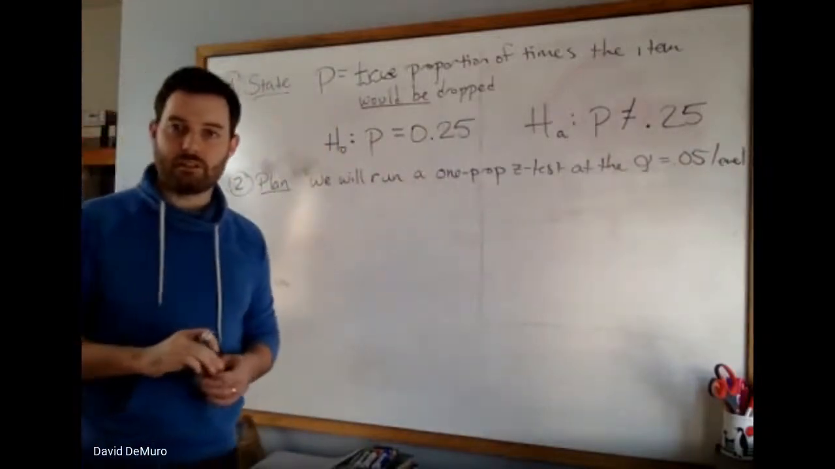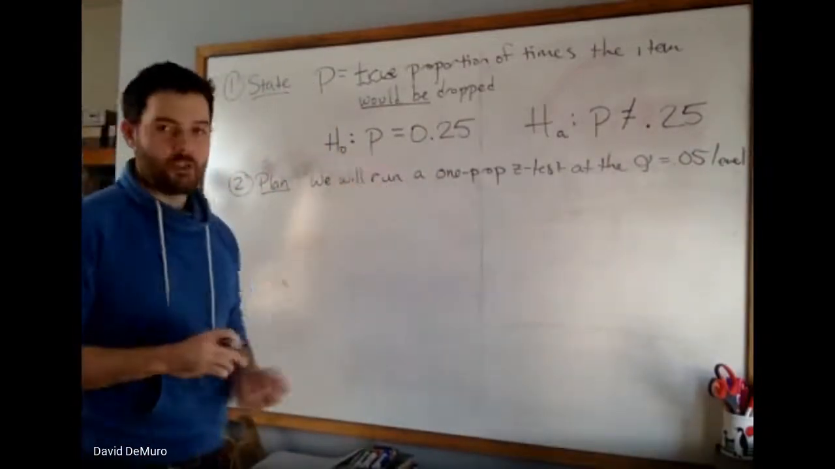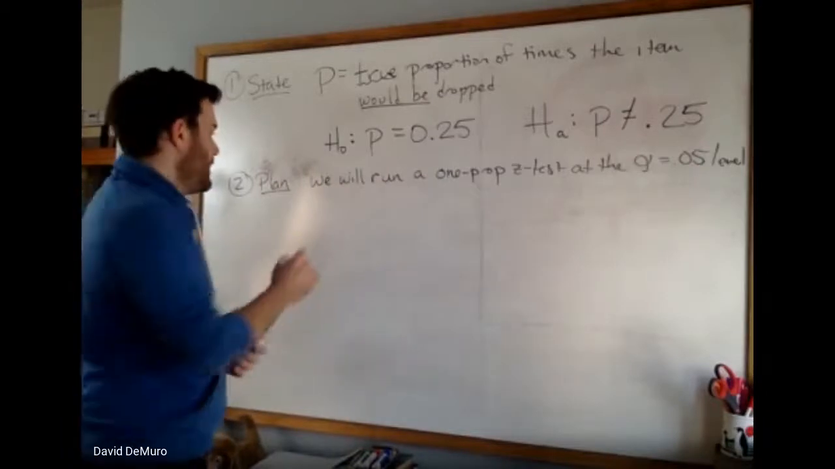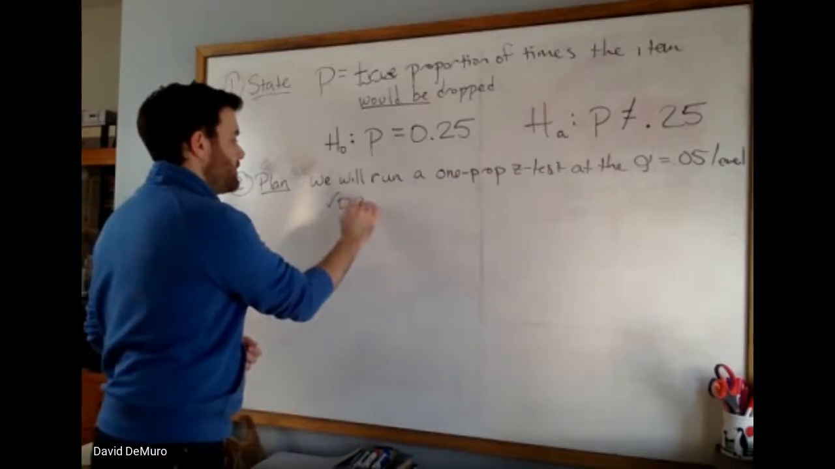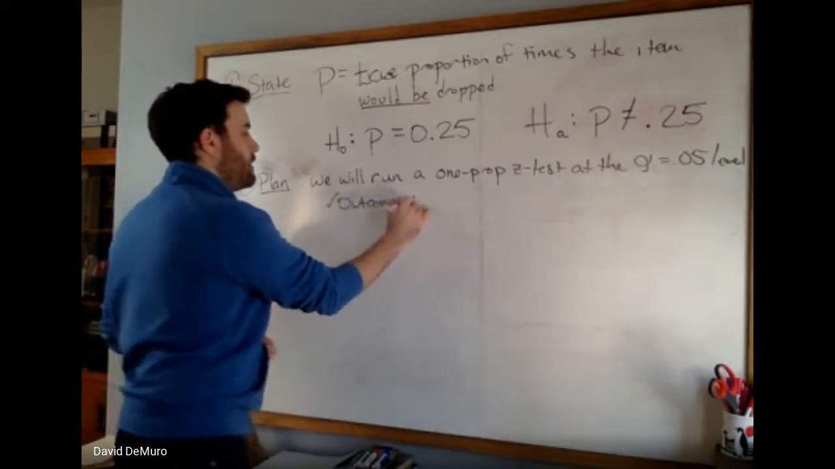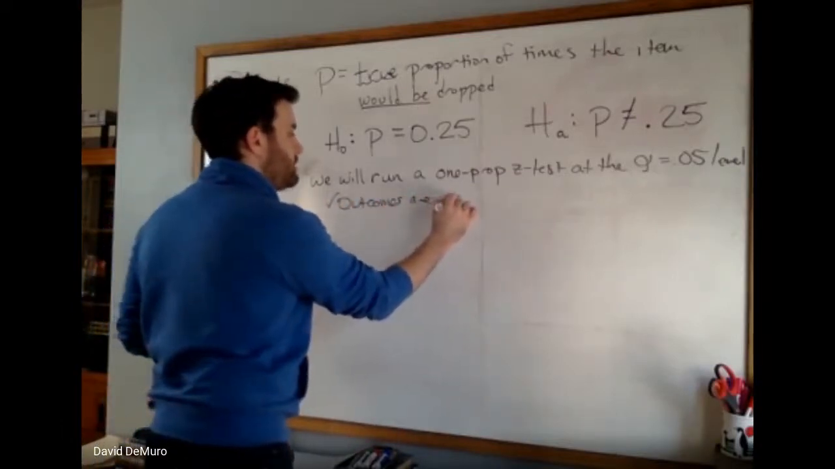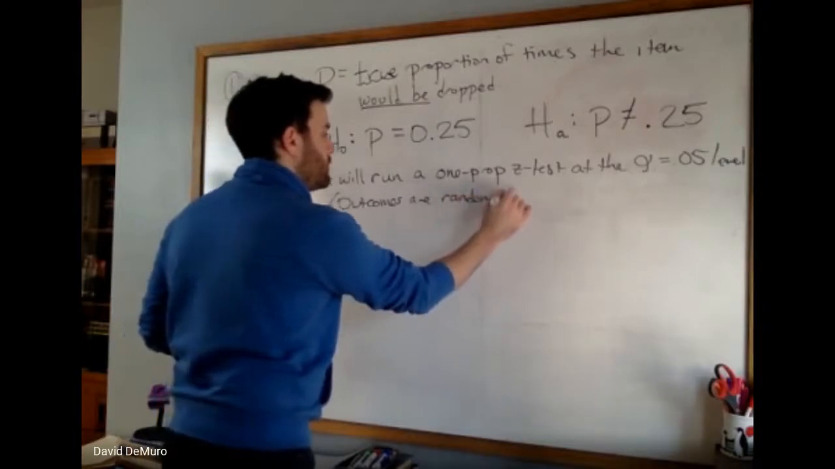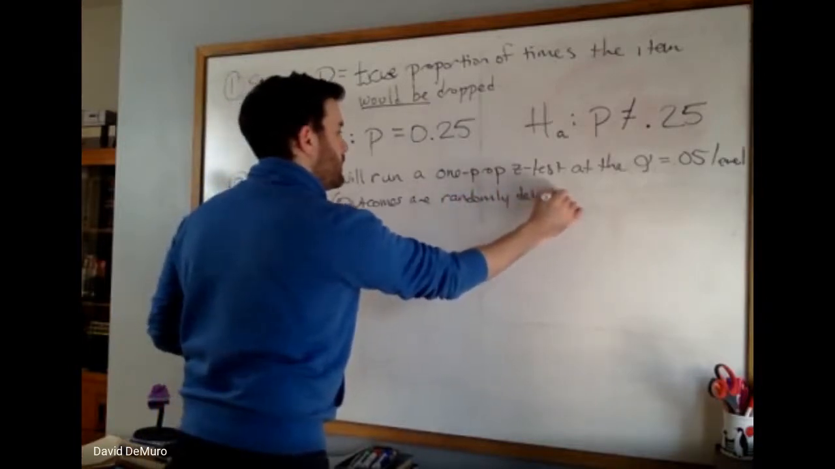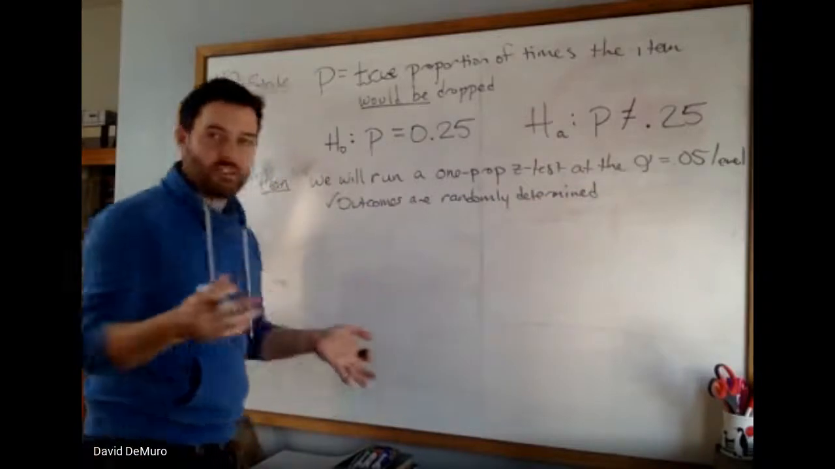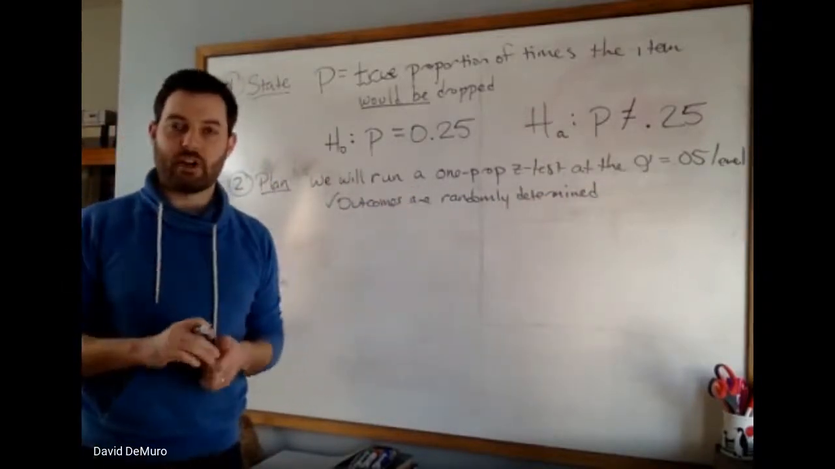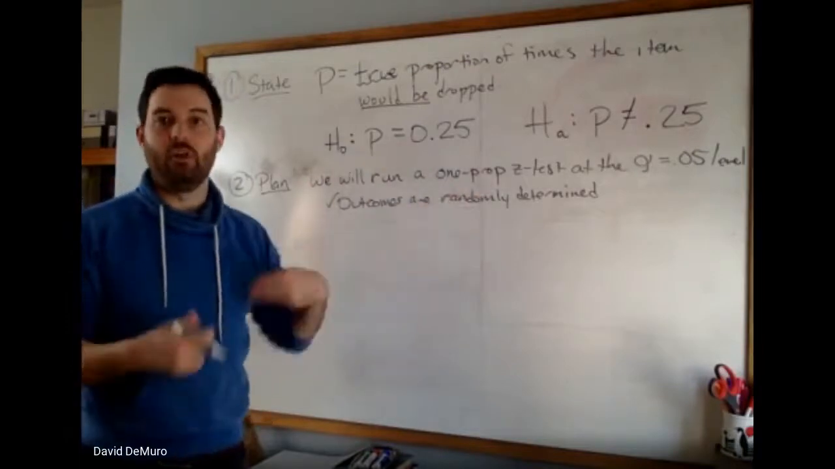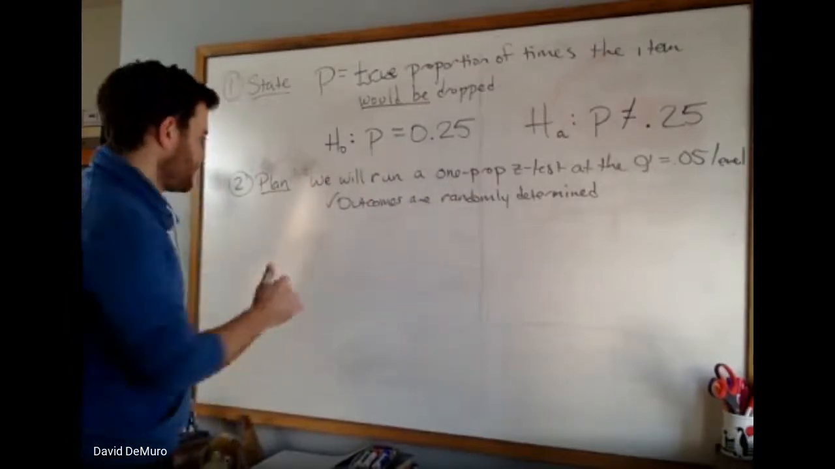Well, there are three conditions that we'll need to check in order for this one-prop Z test to be valid. Number one is we need a random sample, so the outcomes are randomly determined. In the problem, it's stated that a random number generator is used to determine whether that item is dropped or not. So we have a random sample or a random outcome.